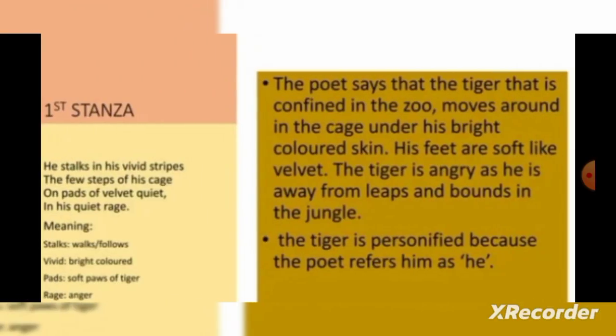Let's see the first stanza of the poem. He stalks in his vivid stripes, the new steps of his cage, on paths of velvet quiet, in his quiet rage. Here the poet says that the tiger that is confined in the zoo moves around in the cage under his bright colored skin. His feet are soft like velvet. The tiger is angry as he is away from leaps and bounds in the jungle. The tiger is personified here because the poet refers to him as he.